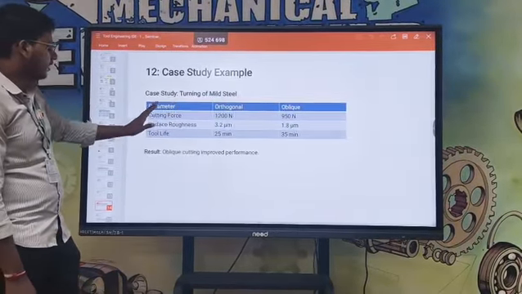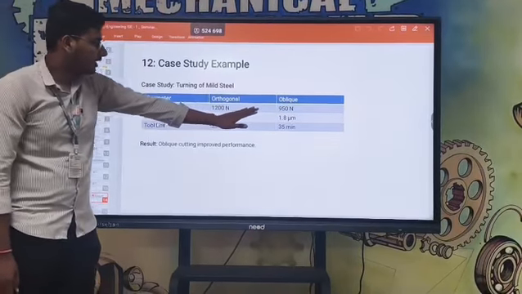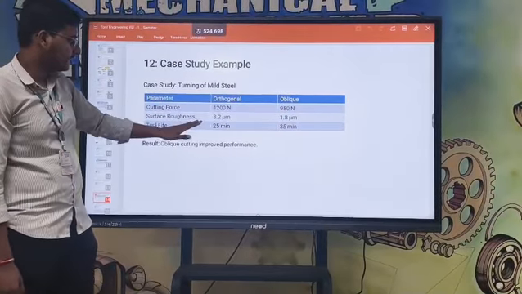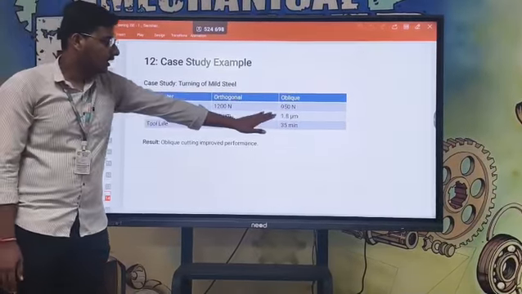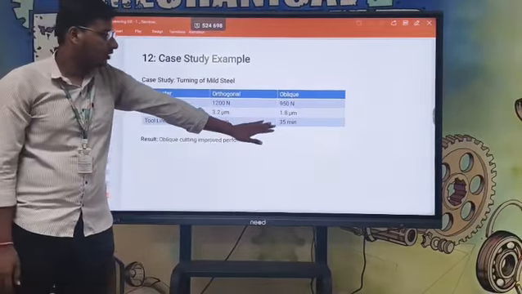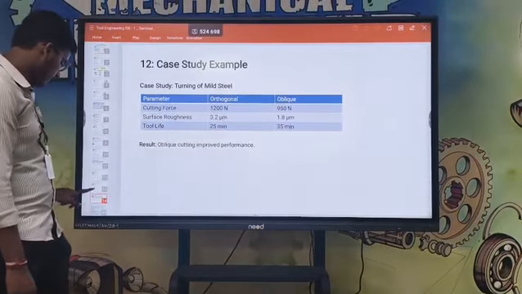Case study example. Parameters: cutting force is 200 Newton in orthogonal cutting, but in oblique cutting it is 950 Newton. Surface roughness is 3.2 micrometers in orthogonal, and in oblique it is 1.8 micrometers. Tool life is 25 minutes for orthogonal, and for oblique it is 35 minutes.